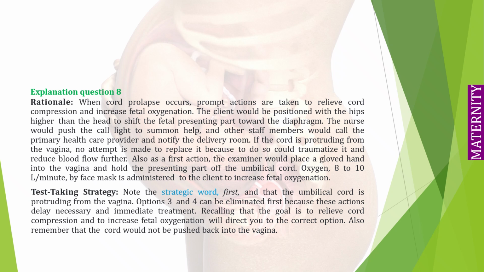Test-taking strategy. Note the strategic word, first, and that the umbilical cord is protruding from the vagina. Options 3 and 4 can be eliminated first because these actions delay necessary and immediate treatment. Recalling that the goal is to relieve cord compression and to increase fetal oxygenation will direct you to the correct option. Also remember that the cord would not be pushed back into the vagina.